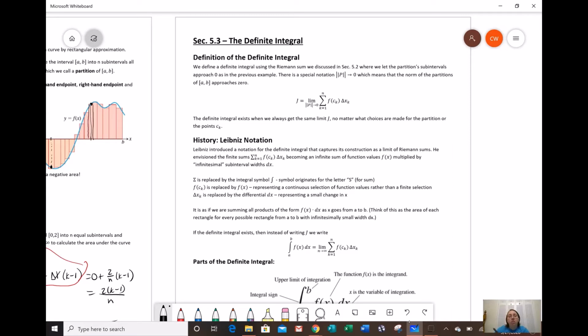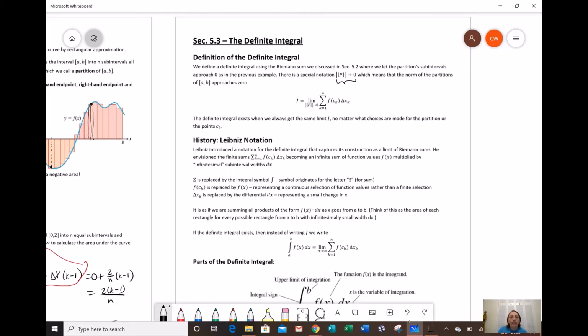Now, there's a special notation for this, and you will see this in like one homework problem. This is just saying the width of the rectangles is getting smaller and smaller until it approaches 0. It's called a norm, and it's just describing the width of the rectangles. So this is the same formula, but instead of n going to infinity, it's saying the same thing: let the width of the rectangles approach 0, which means let n go to infinity, meaning let there be infinitely many rectangles. The more rectangles you have, the skinnier they have to be.